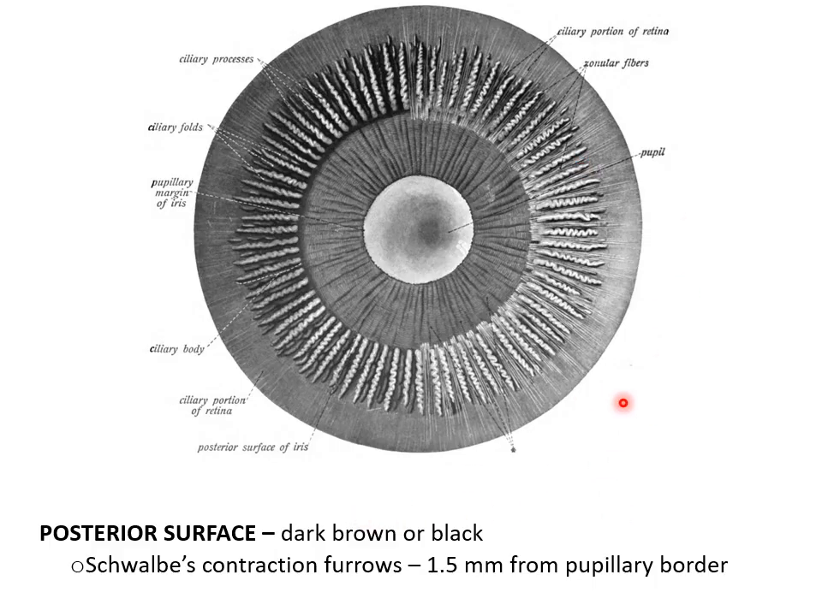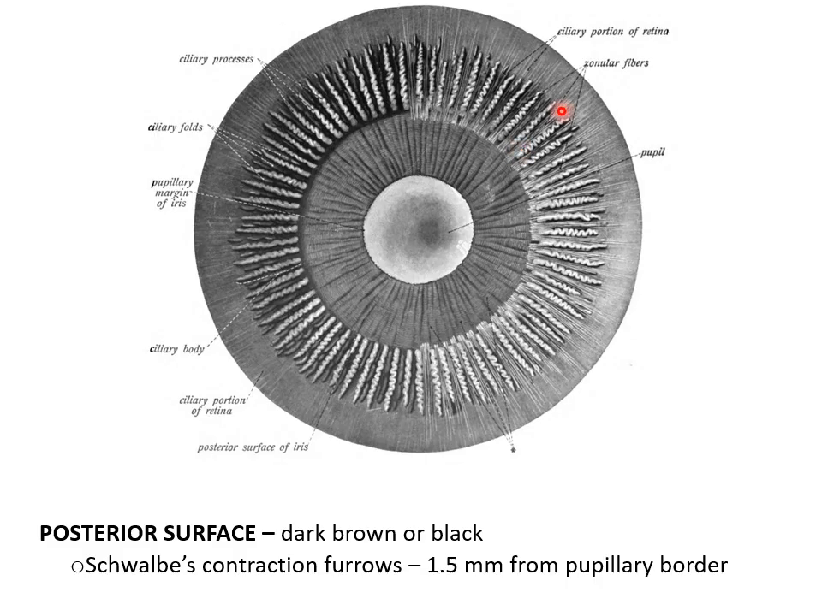Now, the posterior surface of the iris. So this is, imagine if you were viewing the eyeball from the inside and looking out. So this is the pupil, and this is the pupillary margin. This is the posterior surface of the iris, and this is the region of the pars plicata. These are basically the ciliary processes which are attached in between these folds or furrows, which are known as the Schwalbe's contraction furrows. In between them are the ciliary processes.